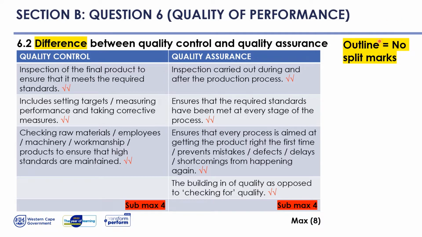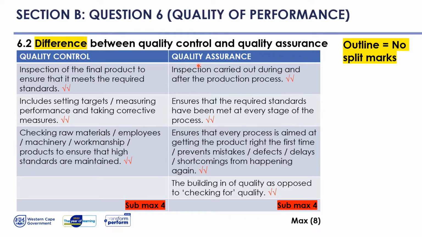Now again, outline being the cognitive verb means that we get our marks allocated at the end of our factual or content point. Now for quality control, inspection of the final product to ensure that it meets the required standards. Please make sure that you use the words inspection of final product or checking the final product, and please make mention of the word standards. Quality control also includes setting targets or measuring performance and taking corrective measures. Quality control also involves checking raw materials or employees or machinery or workmanship or products to ensure that high standards are maintained. So this is a very important part in the quality process within a business.